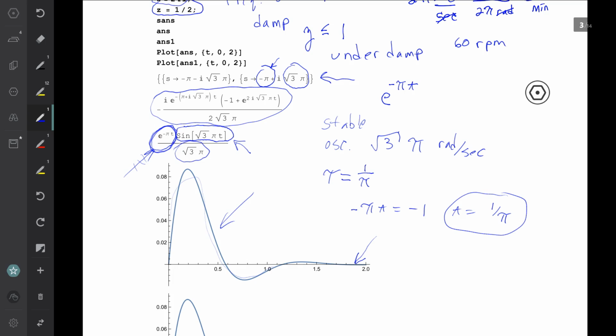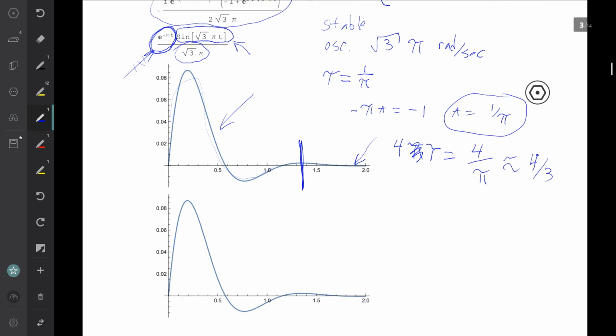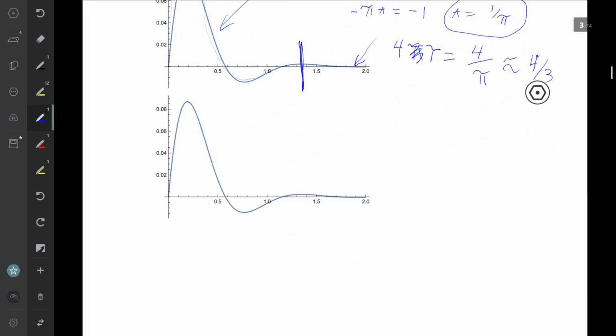The settling time: when does it arrive within 2% of where it's going to go? That's always equal to 4 times the time constant. So in that case it'd be 4 over pi, and pi is about 3, so this is about 4/3, approximately 1.3, so that would be right about here. So that's about where it gets to within 2% of where it's going. Kind of hard to see off the graph, but yeah, approximately there.